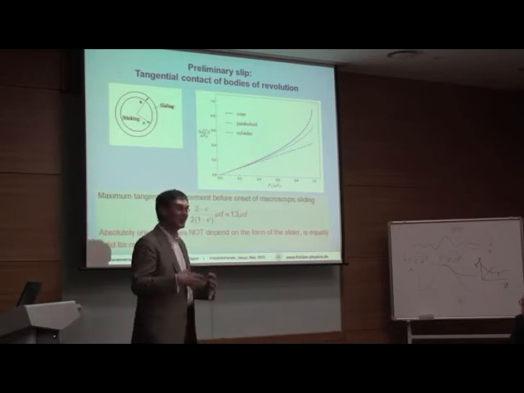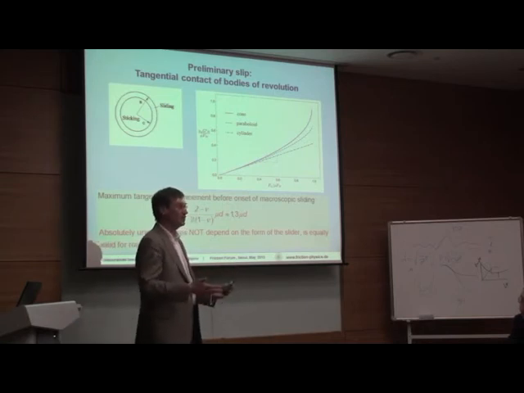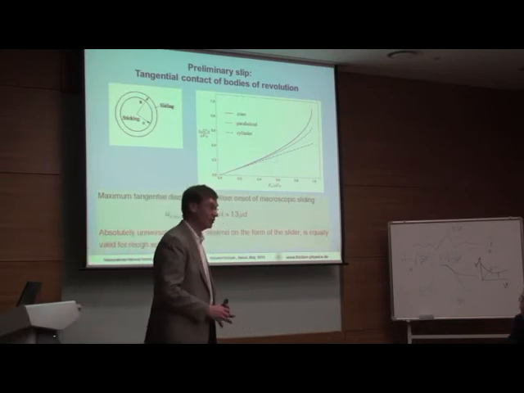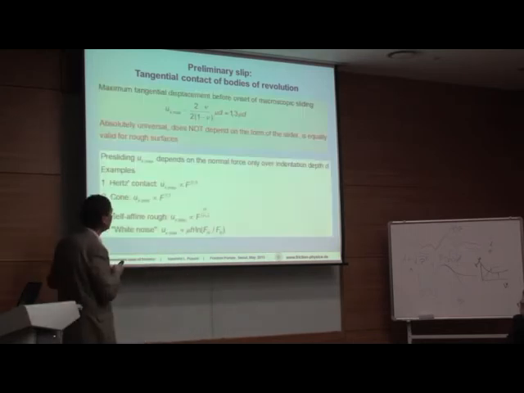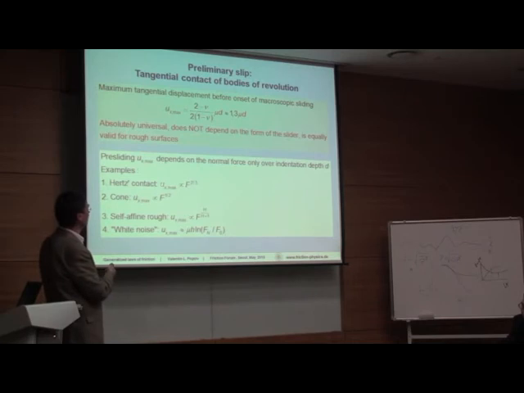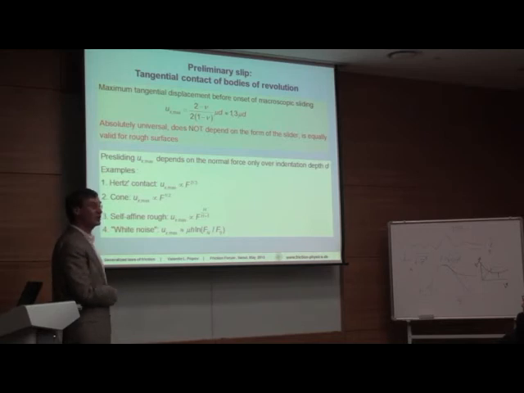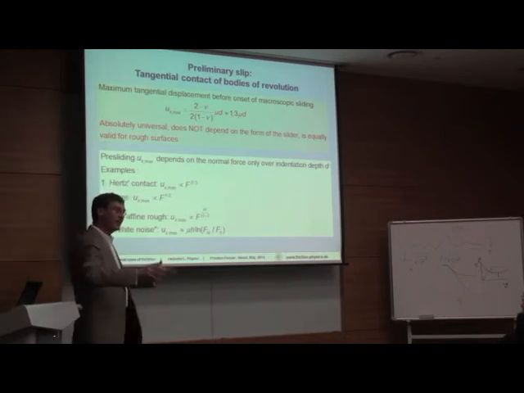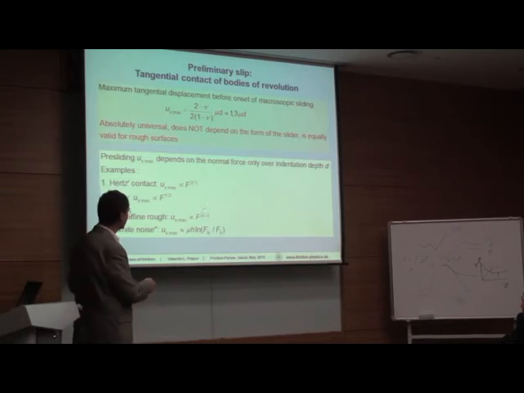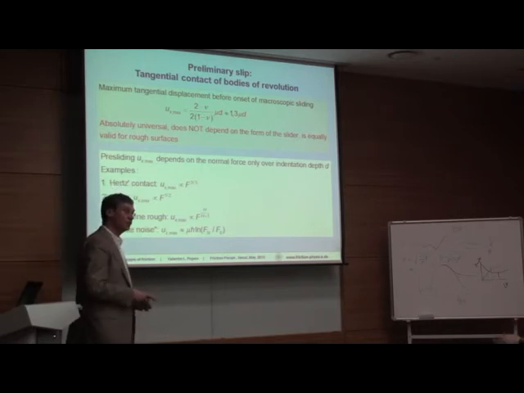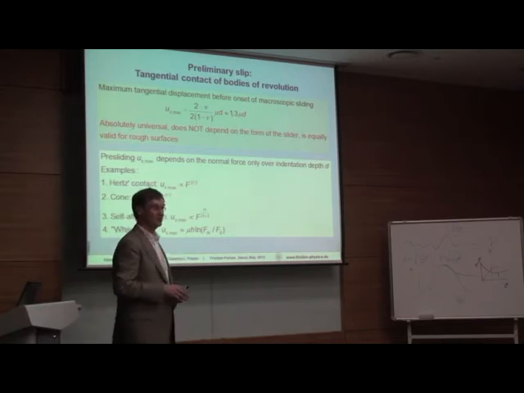Of course, we have this for every type of rough surface and so on. For example, if you have Hertz, then this is the dependence on the normal force. If you have a cone, it is 1/2. If you have self-affine surfaces with a Hurst exponent, then this is the dependence. For very, very rough surfaces, where H is 0, you have logarithmic dependence on the force, and the tangential displacement has the same order of magnitude as just the roughness multiplied with the frictional coefficient.